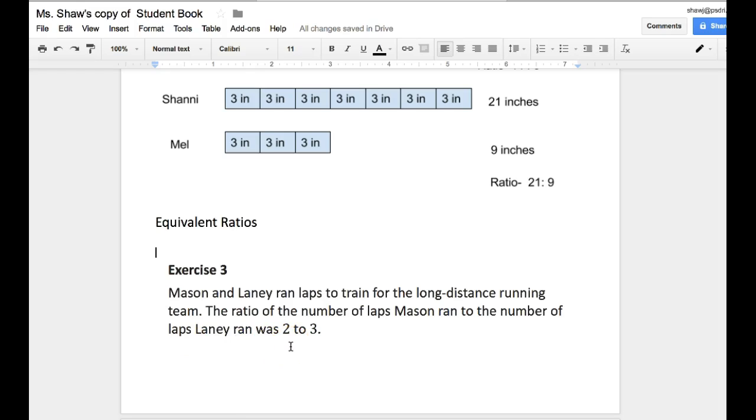First thing we always need to do is say, what exactly is this problem about? What's happening here? Well, we know that Mason and Laney are runners, that they run laps to train for a long distance running team. So they run distances. The ratio of the number of laps, these are the distances, Mason ran to the number of laps Laney ran was 2 to 3. And if you've ever seen how teams will practice, they practice on a racing track. So I have in my mind a picture of a racing track right now. And Mason runs 2 laps, and then Laney runs 3 laps for every 2. Okay, we know what's going on.